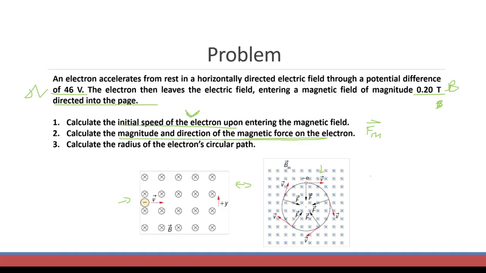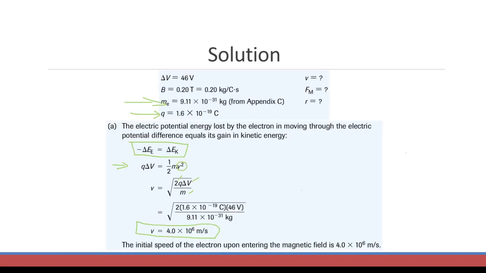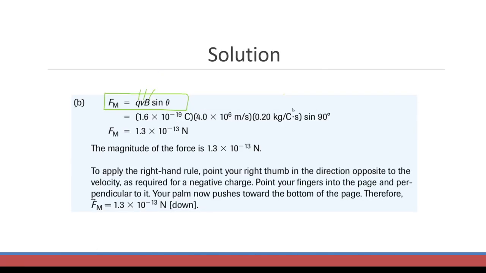Going into the page, this V here, for any V really, is perpendicular to the magnetic field B going in. So we know that's 90. And so we plug in our magnitude for our Q, and we just found our V, our B that we're given, and sine 90 degrees because they're perpendicular, and we get the magnitude of the force, 1.3 times 10 to the negative 13 newtons. But now we need to find our direction. How do we find that? We use our right-hand rule.